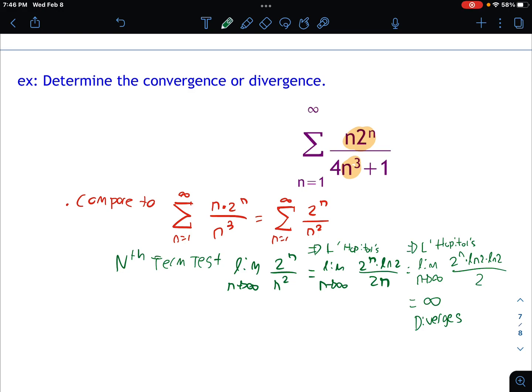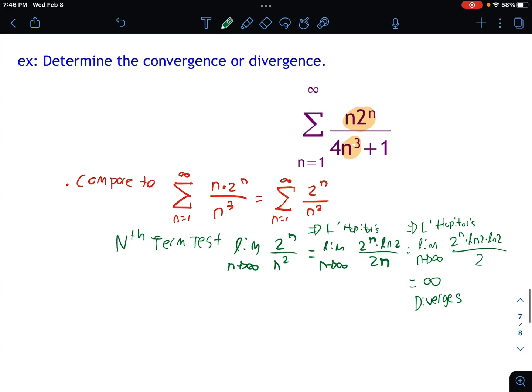So we know that what we're comparing it to diverges. So we have two options. We can do the direct comparison test. And if we do the direct comparison test, we have to show that 0 is less than a sub n is less than or equal to b sub n, we have to show that a sub n is always smaller than b sub n. And if a sub n diverges, then anything that's bigger than it must also diverge. I don't really want to go through and look at this and compare all of the terms, see if it's always going to be smaller than our original series.